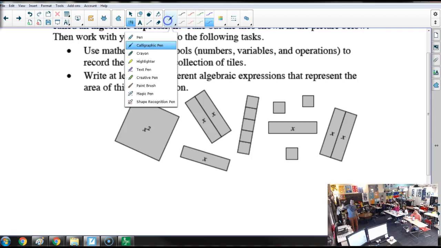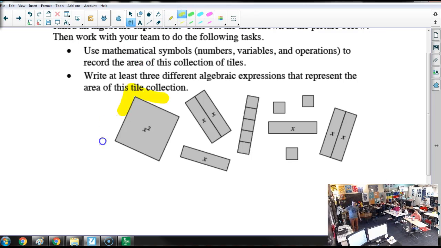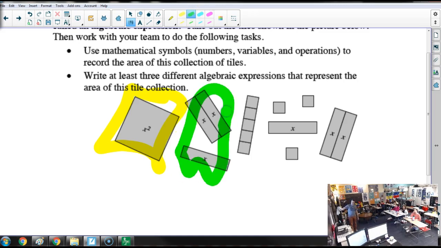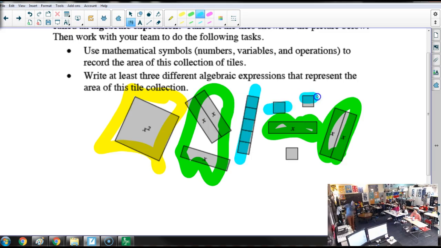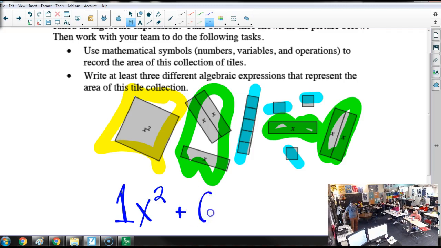So I'm going to use a highlighter to do this. How many x squareds do we have? Well, there's one there. How many others? Just one. Okay, well, I'll change my color then. I've got x's next. These and these. 6. Okay, and then my ones, there. 8. So when we write this out, we would say we have 1 x squared. And you don't have to put the 1, but for right now, please do it. Plus, you will in a second when we pull out the other tiles, 6x plus 8.